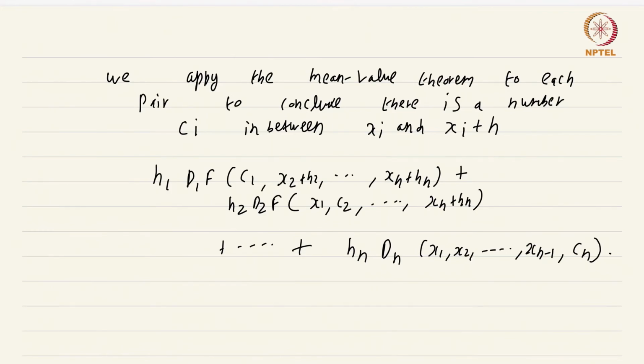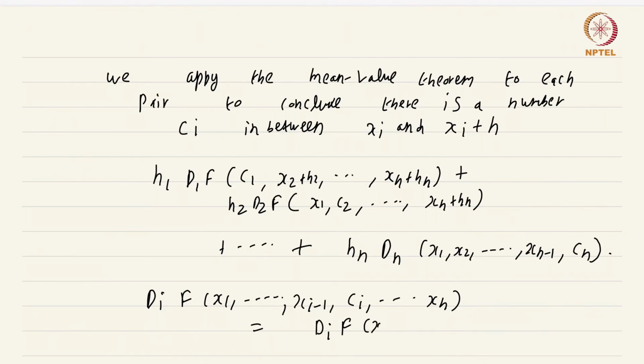So what we do is, because each one of these partial derivatives exist, we know that d_i of f of (x1, ..., x_{i-1}, c_i, ..., xn), each one of these partial derivatives, I can just write this as d_i of f of (x1, ..., xn) plus e_i(h), some error term. Okay, now why does this follow?